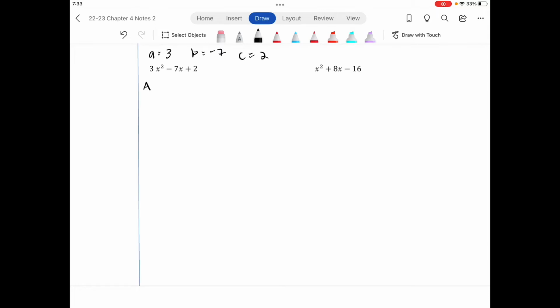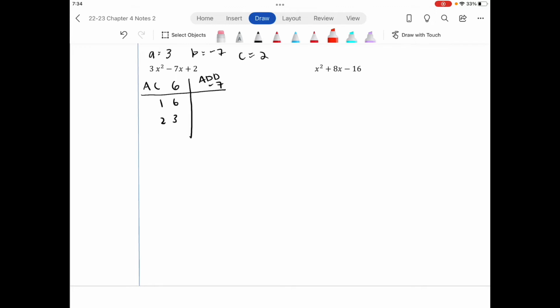Then let's make our table. What is A times C? That's going to be 6. Let's make a list of all the numbers that multiply to 6: 1, 6, 2, and 3. Not a very long one. So we're going to see which of these now will add to a negative 7.